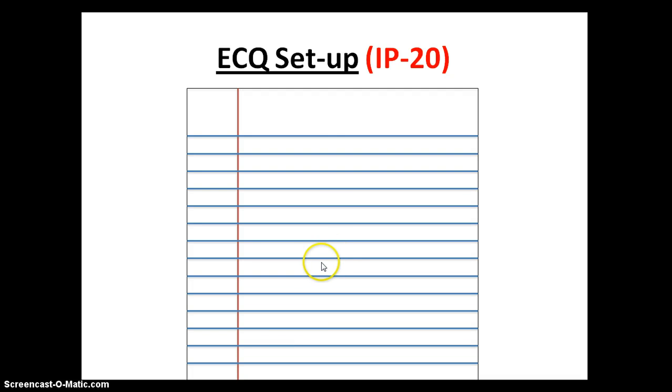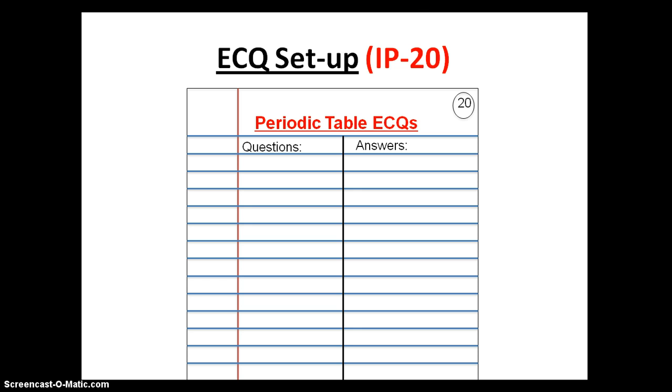Turn to page IP20 today to set up your ECQs. Begin with writing a title called Periodic Table ECQs. This goes on page IP20, that's the right-hand side. You'll make a T-chart by splitting your paper in half and titling the left side questions and the right side for your answers.